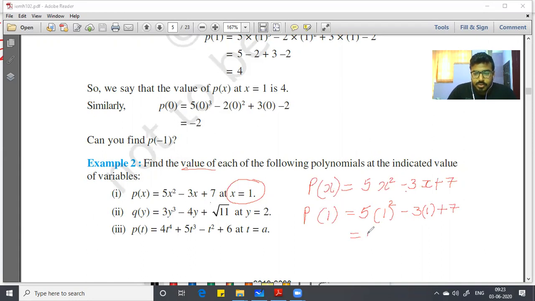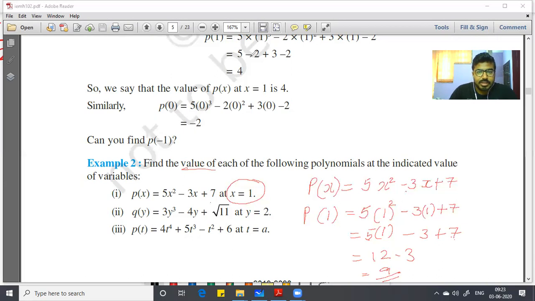Now 5 into 1 square कितना होता है? 1 the whole square is what? 1 itself. So it is remaining 5 into 1. 5 into 1 is 5 itself. 3 into 1 is 3 plus 7. Okay, अब addition कर लो, जो add करना हो वो दोनों add कर लो. 5 plus 7 is how much? 12. 12 minus 3. 12 minus 3 is how much? It is 9. So p of 1 value, so value of each one indicated value. So x जब one value दे रहे हैं, when you are giving x value as 1, you are getting what? The function's value. The p of x value is how much? It is 9. So 9 is the answer here. Exactly this thing.